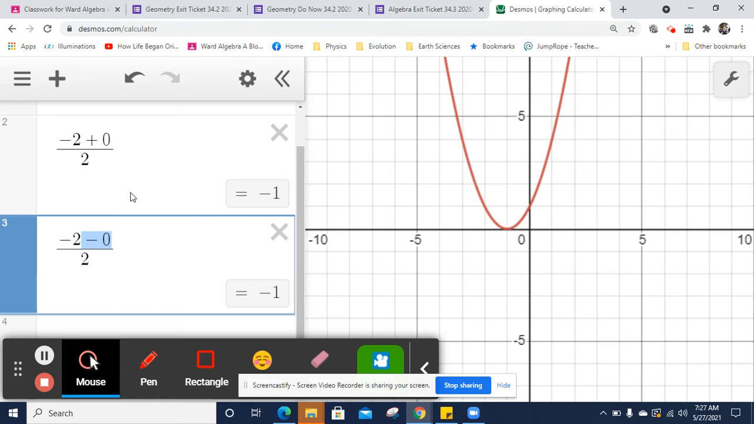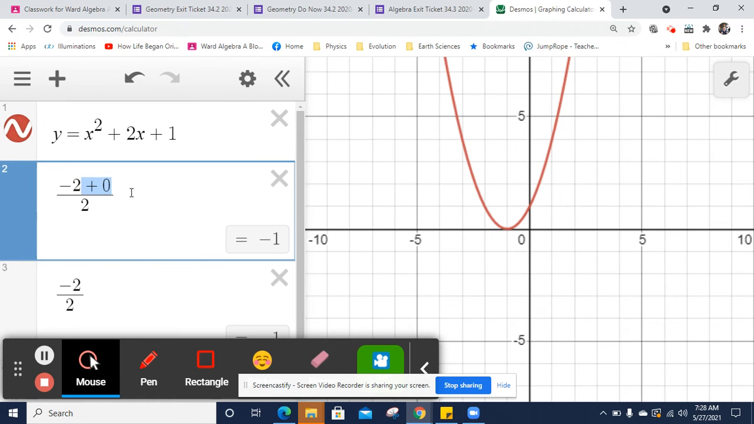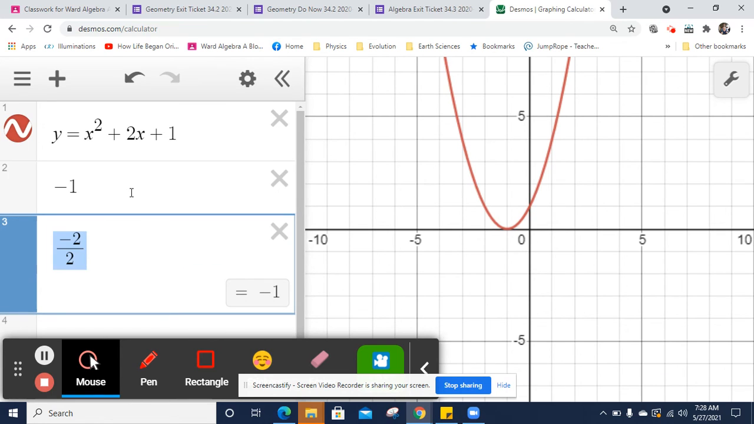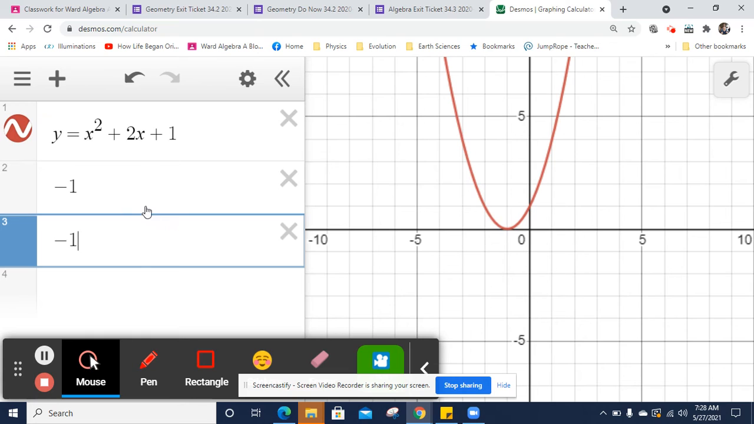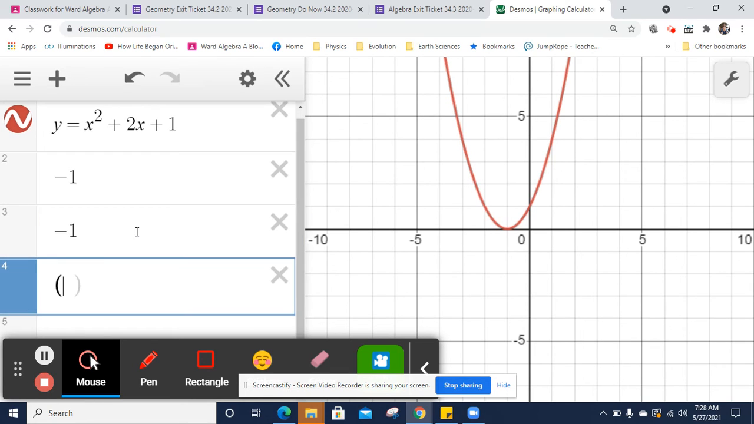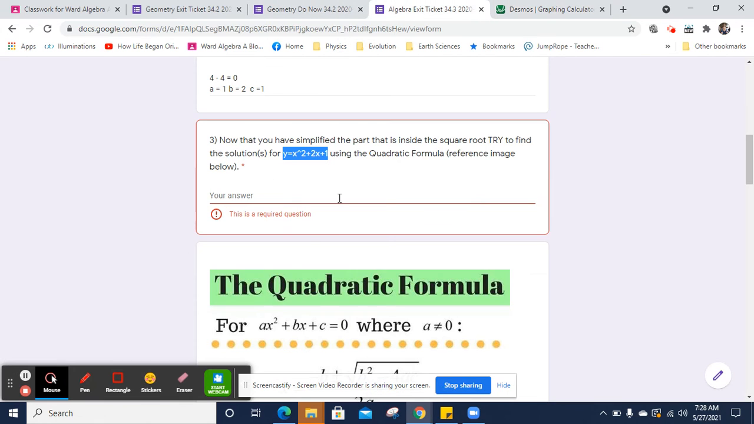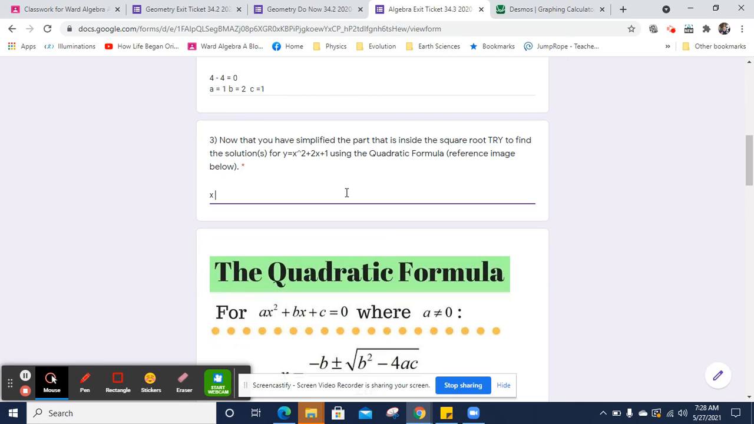So negative 2 minus 0 is negative 2. Negative 2 plus 0 is negative 2. And negative 2 over 2 is negative 1. And so the solution for this is negative 1 and negative 1. And in fact, we would factor this as x plus 1 times x plus 1. And those x-intercepts are negative 1 and negative 1. We're using the same x-intercept twice. So you could say there's one solution, or you could say there's one solution with a multiplicity of 2 because it's used twice. And that is the solution for that. So the solution is x equals negative 1.